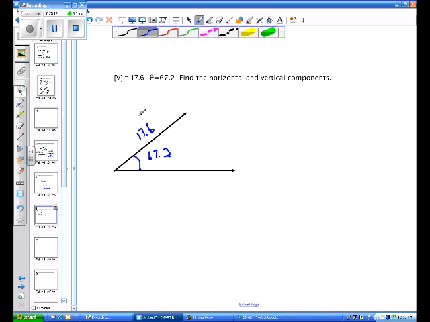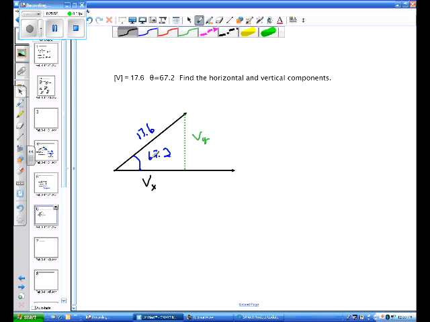Now, often what we want to find is the horizontal and vertical components. And that simply means that our vertical component would be down to the horizontal line. It's like finding our x and our y. In fact, this would actually be v sub y because it's our vertical component, and this would be v sub x, the name of this one, our horizontal component. And so we want to find these.